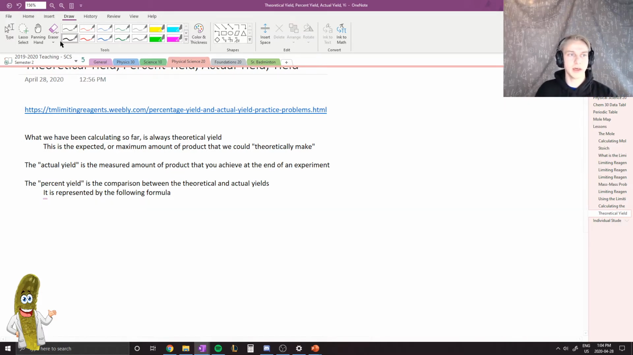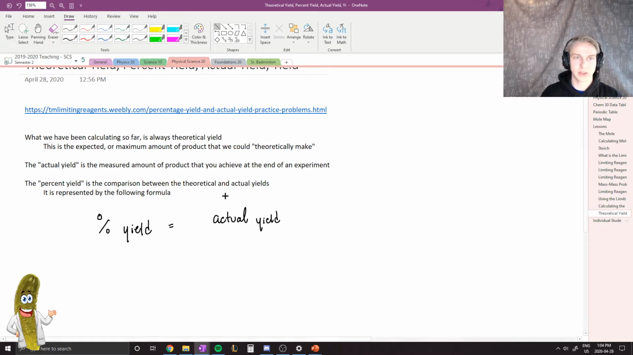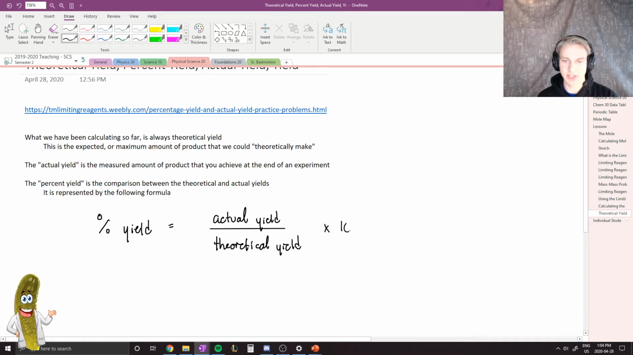So again, if we were in the actual science lab at SCS, we would be doing this over and over again, and you would get very accustomed to this. But the formula is that the percent yield is equal to the actual yield, and I can't draw straight lines with this tablet, so I'm just going to do this, actual yield divided by the theoretical yield times 100%.